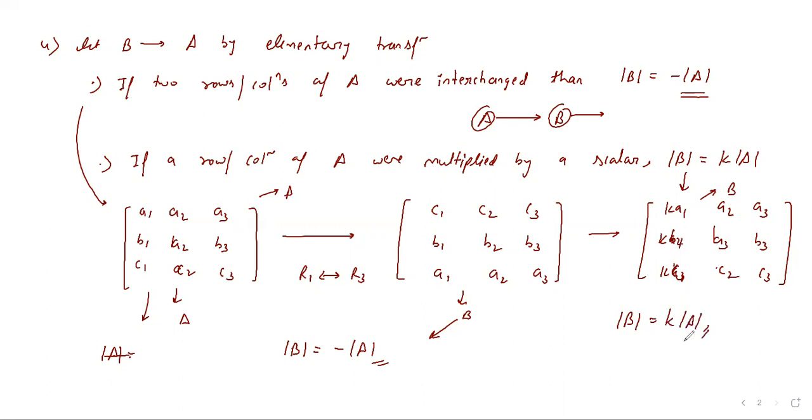We just need to multiply that scalar by the determinant of A, then we would get our corresponding result. And there is one more property: the determinant of the multiplication of two matrices is equal to the multiplication of their individual determinants. That is, determinant of AB would be equal to determinant of A into determinant of B.